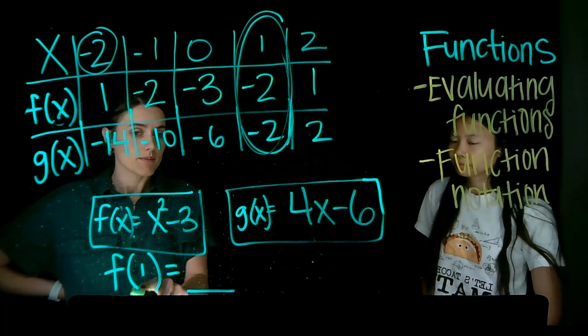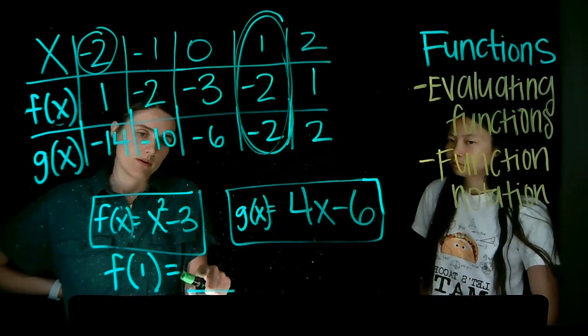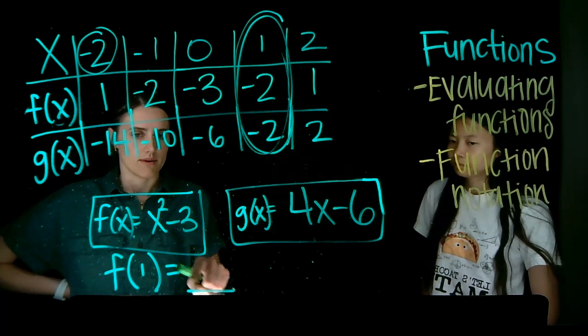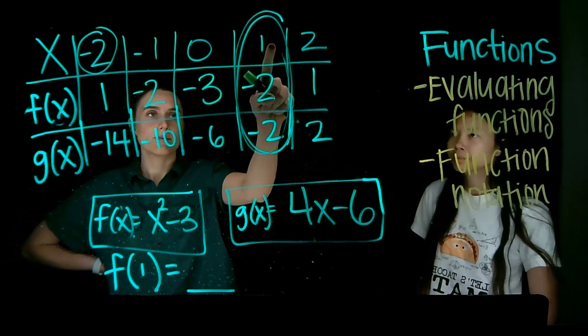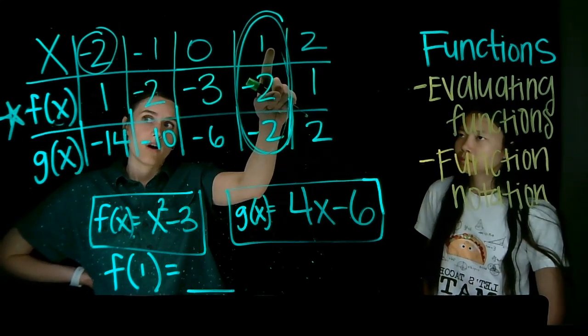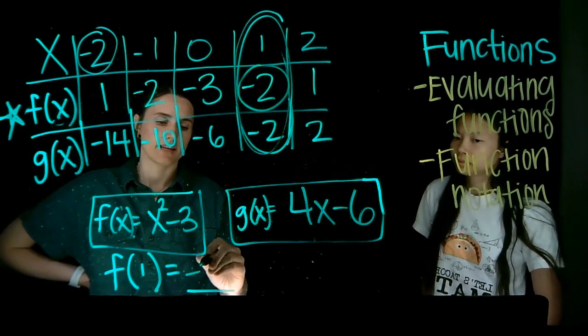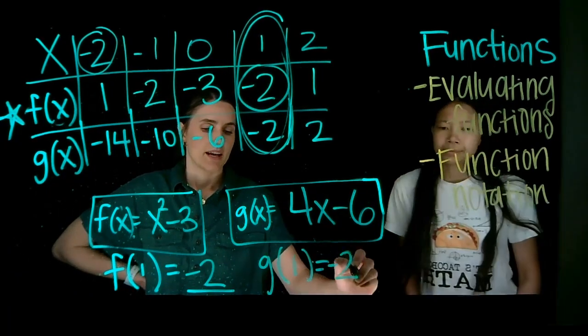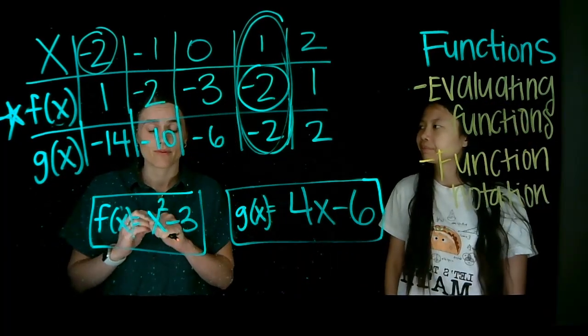This is saying when my input value is 1, what will my output be? So f of 1 says when input is 1, what is my output? We can see from our table, this is the f of x function right here. So when x is 1, my output is -2. And then we can also write that same thing with g of 1 equals -2. All right, we'll do one more example with this one.